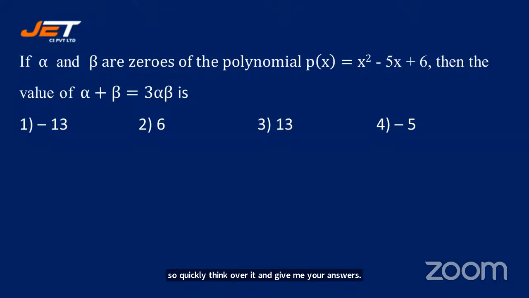What you have to do in this is find out the value of alpha plus beta. What is the value of alpha plus beta? It is minus b by a. What is the value of alpha beta? It is c by a. So with that, you substitute these values and find out the answer. That would be your option. I'm giving you 35 seconds. Almost time is over. Please quickly work it out and give me your answer.